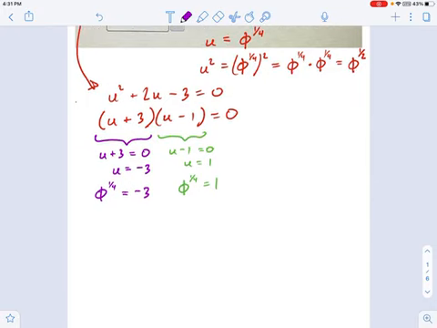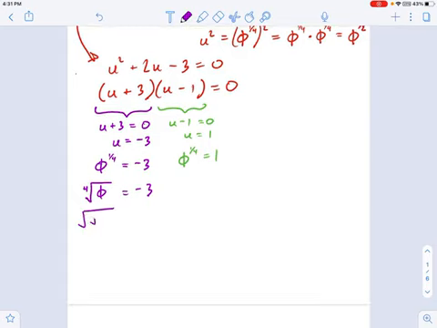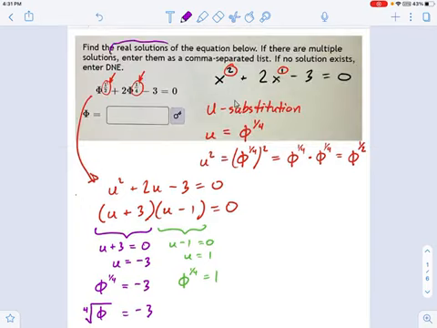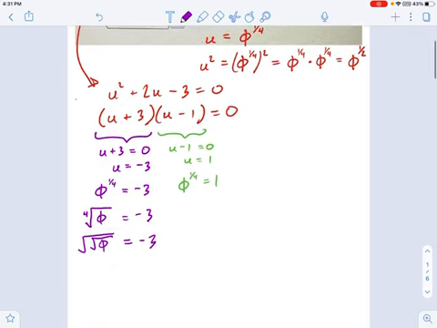What is phi to the 1/4? Well, that is the 4th root of phi. And what is the 4th root of phi? Well, that is the square root of the square root of phi, right? Now, here's the problem. The square root of something cannot be negative. We're looking for real solutions. And real solutions, if you square root them, cannot give you -3. So this whole thing over here is a big old DNE. We just ignore it. So we're done on the purple side.